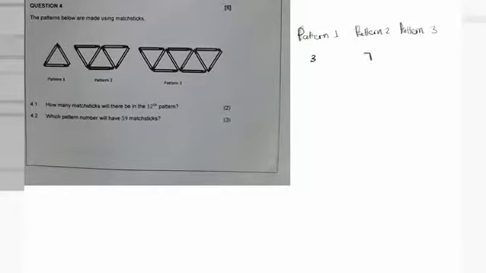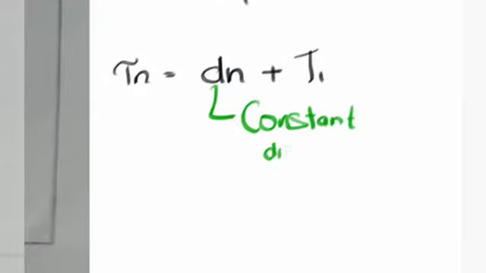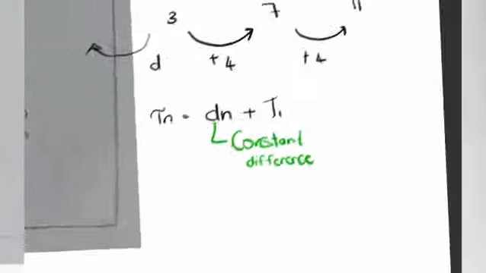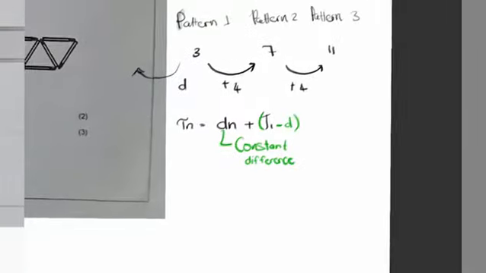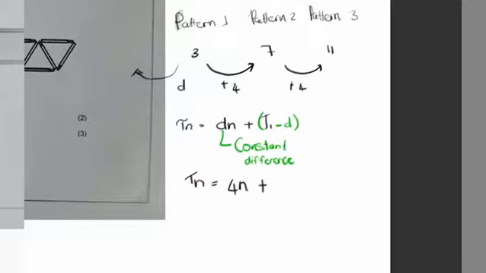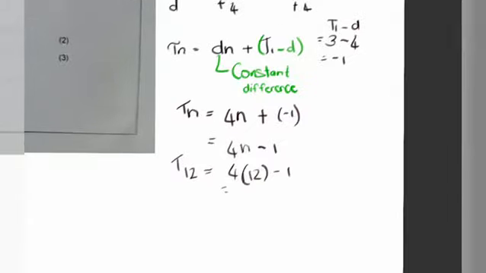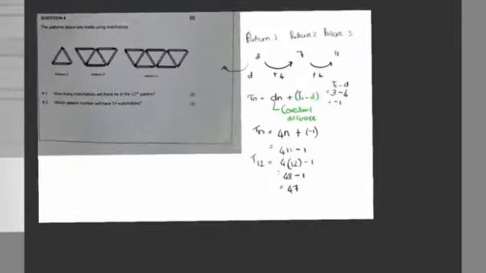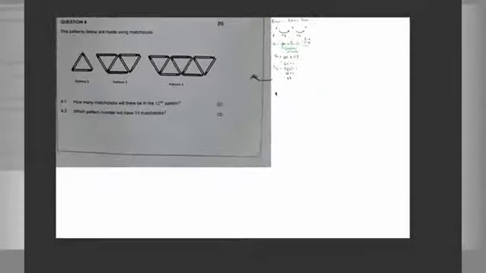Right, question number 4 is patterns, and they gave you the following patterns of matchsticks. The first matchstick starts with, they ask you how many matchsticks will there be in the 12th pattern. We calculate this by using the formula, and the difference is 4. There's a constant difference of 4, and then we just use our formula to calculate what our next number will be.